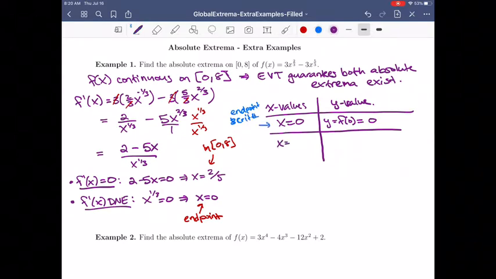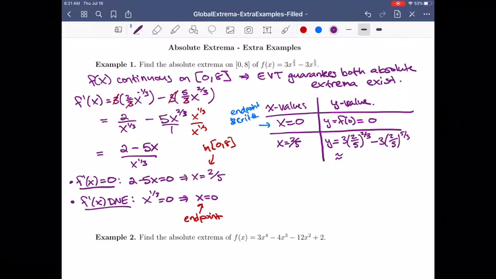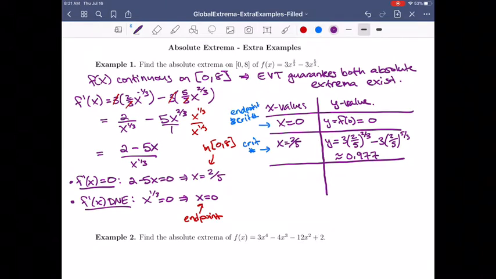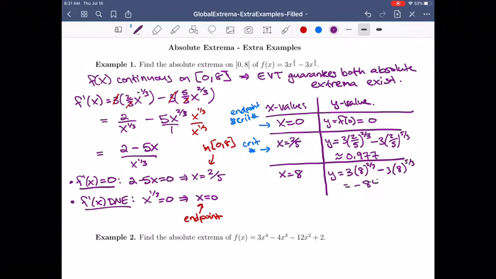Now I need to do x is 2/5. So I plug 2/5 into the equation. This is 3 times 2/5 to the 2/3 minus 3 times 2/5 to the 5/3. This is not a nice number, but the approximate decimal is 0.977. So that one was a critical number. And then we also need to check the other endpoint, x equals 8. The y value here is going to be 3 times 8 to the 2/3 minus 3 times 8 to the 5/3. If you compute that, you get minus 84. And this one was just an endpoint.